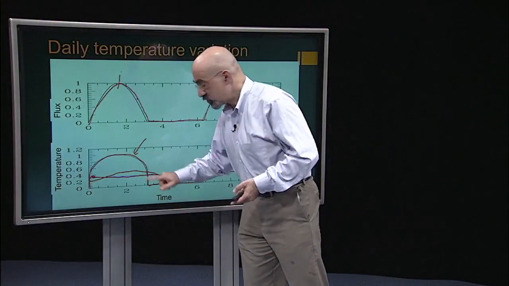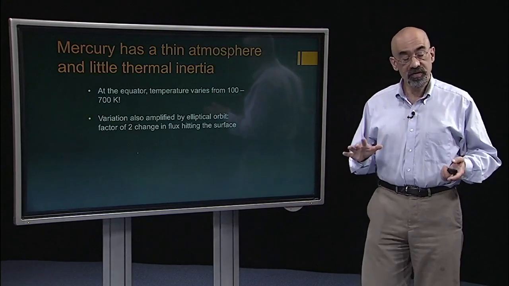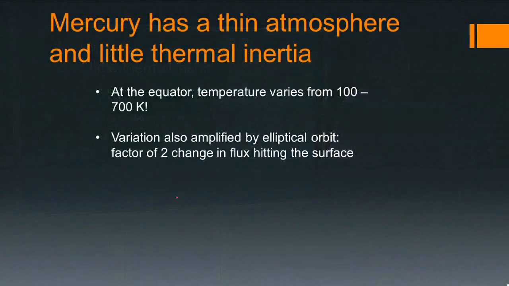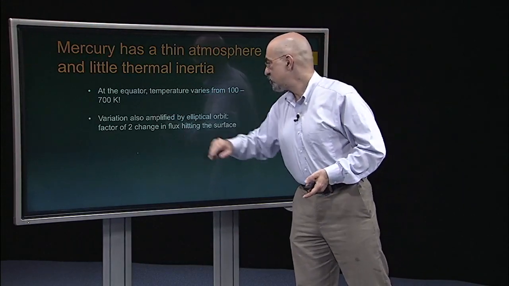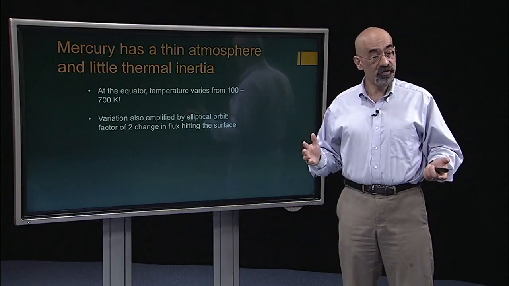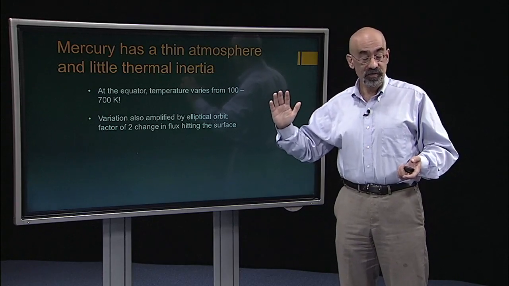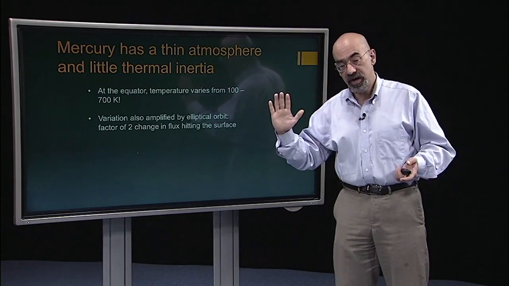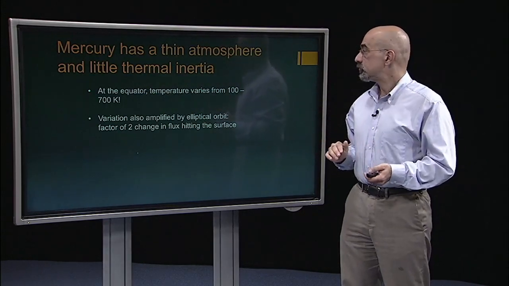But Mercury looks quite close to the first case. In fact, if you lived on the equator of Mercury, you'd find that your temperature varies from 100 degrees Kelvin, so that's minus 173 degrees centigrade, up to 700 degrees Kelvin. So you would undergo, in your Mercurian day, which does last a while, enormous variations in temperature. And these temperatures are amplified by the fact that you've got an elliptical orbit, where the flux hitting the planet, even when the sun's directly overhead, varies by a factor of 50%.